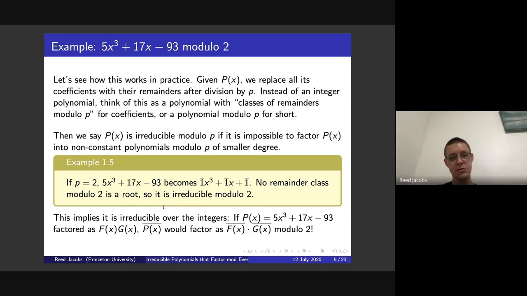And this implies it's irreducible over the integers, because if p of x factored as f of x times g of x, then p hat of x, which is the notation I'll be using for the modulo p reduction of p, would factor as f hat of x times g hat of x modulo 2, and that's impossible. So this is the main idea of factoring polynomials modulo p, and we'll be seeing this again and again throughout my lecture.